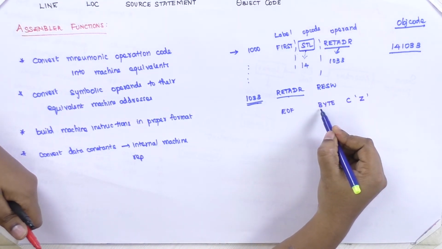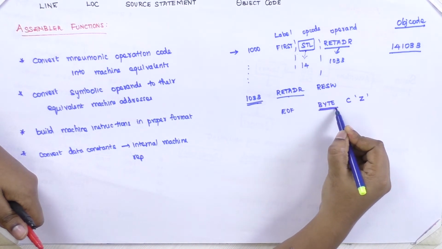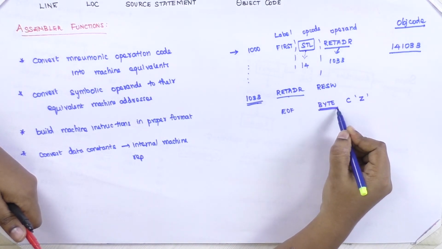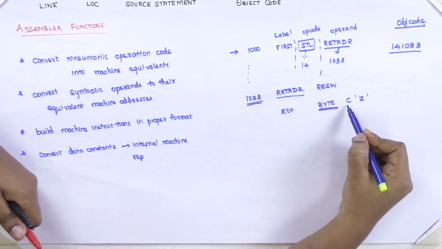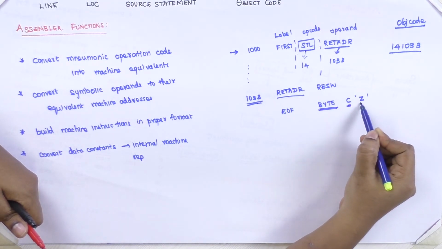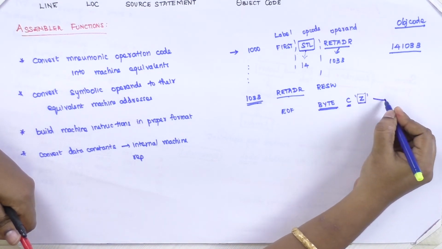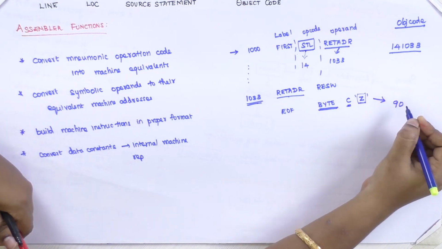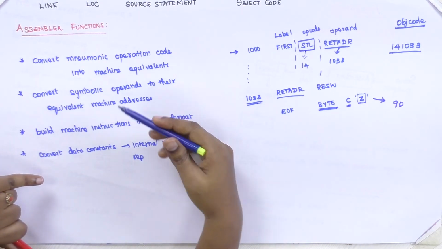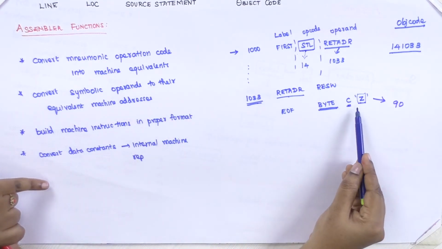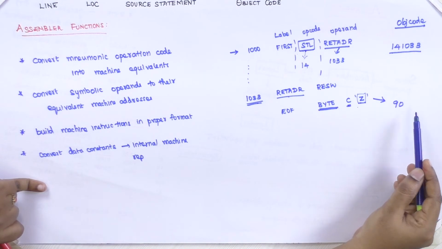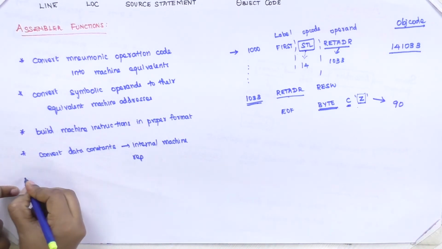So BYTE is an assembler directive. What is the function of BYTE? BYTE will generate a character or hexadecimal constant. C denotes a character constant, so it has generated the character constant Z. What is the ASCII value of capital Z? It is 90. So our assembler will also convert the data constants to their internal machine representations. Next.